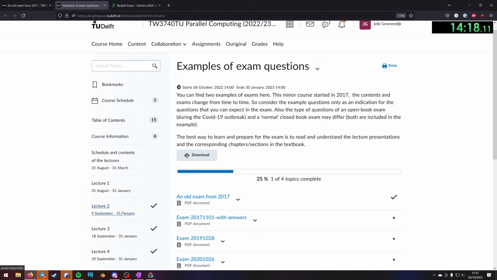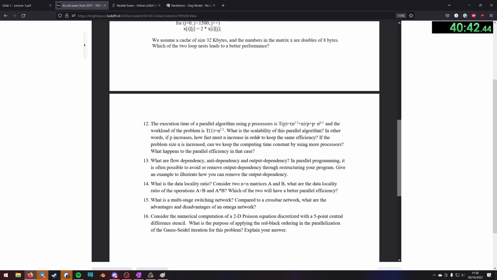Parallel program using processors is. This is also so horribly written. Yeah, the workload problem is. Oh, this is the thing that I find hard. Okay, so if P increases, how much? They're asking like with the 7 questions as well. T overhead. Yeah. Like T overhead over the work or something. Yeah, but I honestly don't like that way of calculating it. So, if P increases, how fast must N increase to keep the same efficiency?